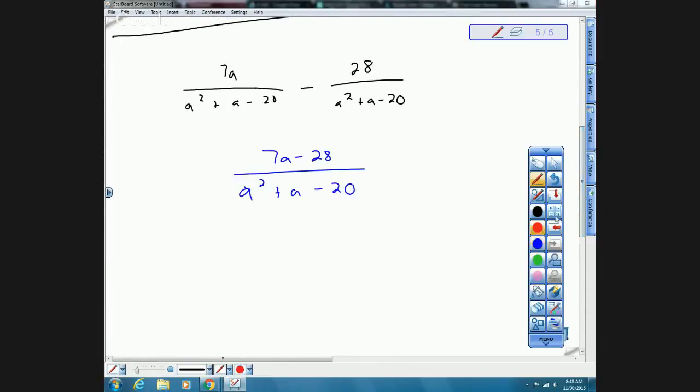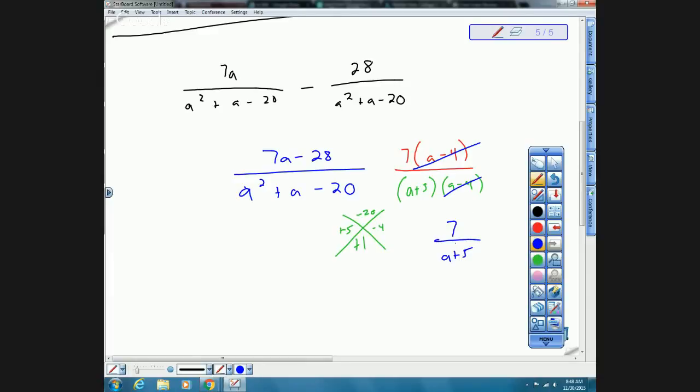But now we do have to check to see if we can simplify. So on the top, I could pull out a 7 and get a minus 4. On the bottom, you're looking at what multiplies to be -20 and adds up to be 1. Positive 5, -4. So you have a plus 5, a minus 4. So these do cancel out, and I get 7 over a plus 5.